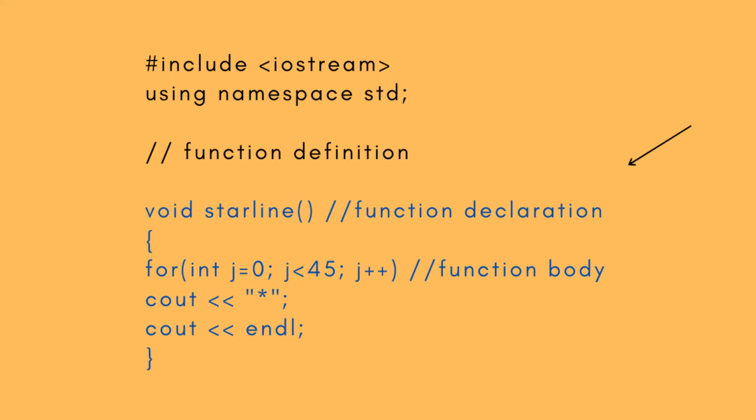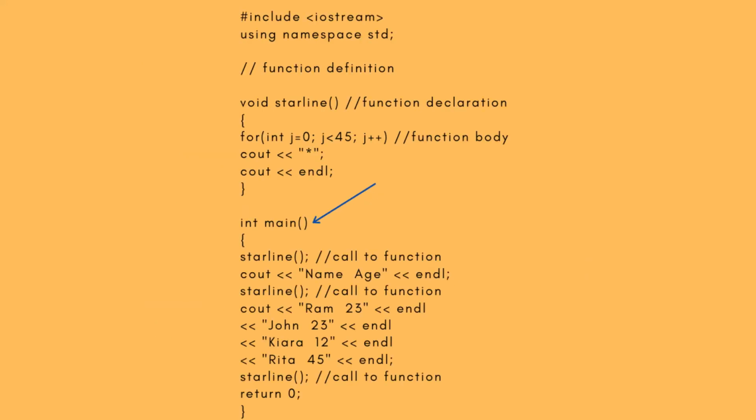Now there is a function body which consists of code for printing asterisks 45 times, and we have used a for loop which starts with 0 and goes up to 44, which in total becomes 45. So it means that many times it is executing cout star, that is, it is printing an asterisk 45 times at a stretch. Now let's write our main function, that is int main, from where our program execution always starts.